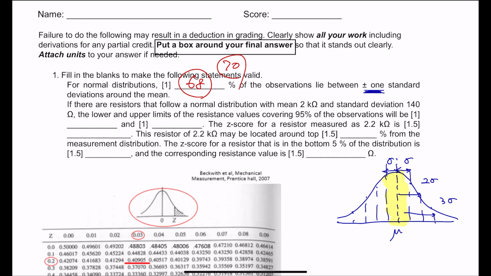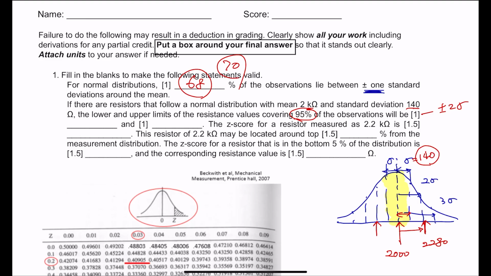And if there are resistors that follow a normal distribution with a mean value of 2 kilo ohm and a standard deviation of 140 ohm, the lower and upper limits of the resistance value covering 95% of the observations will be this and that. So in this example, the mean value is 2000, right? This is 2 kilo ohms, and kilo is 1000, so it's 2000. And the 95% range is plus and minus 2 standard deviations. So from here you go up 2 standard deviations, where 1 standard deviation is 140 ohm. Therefore, the value here is going to be 2280.